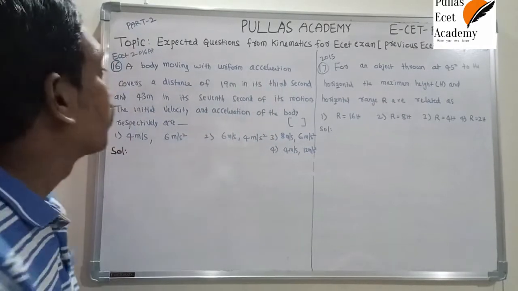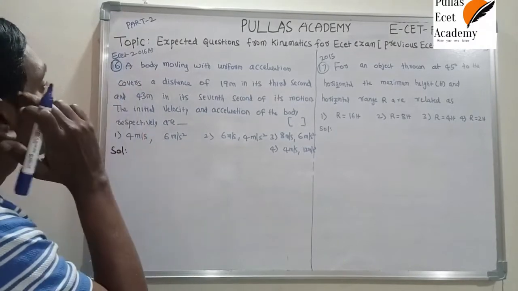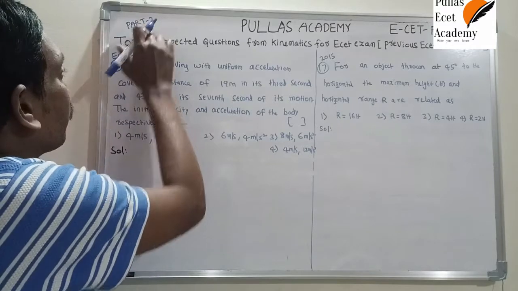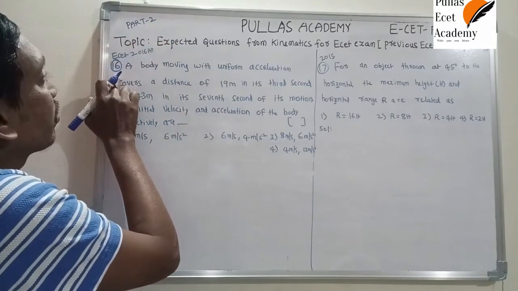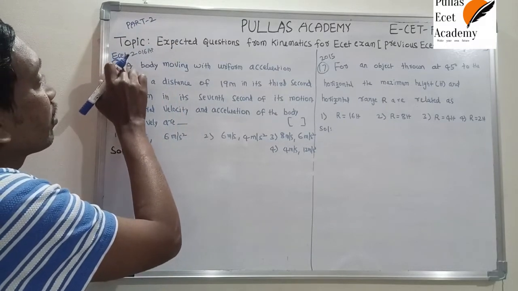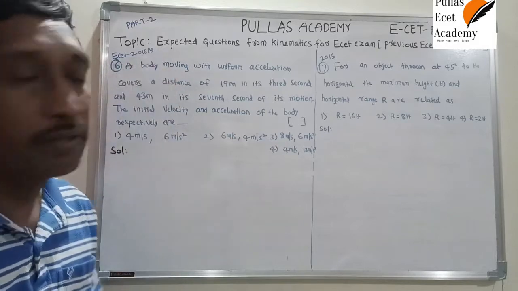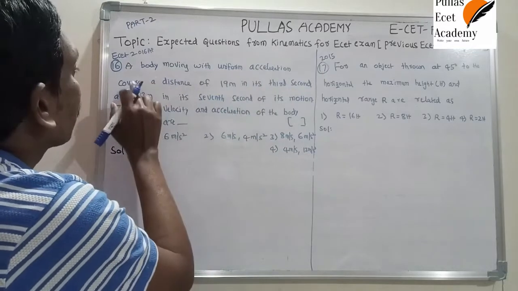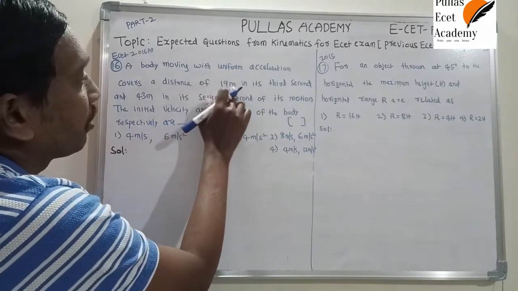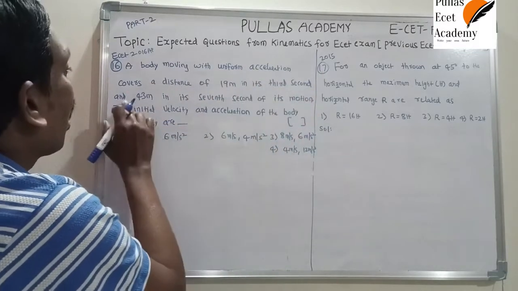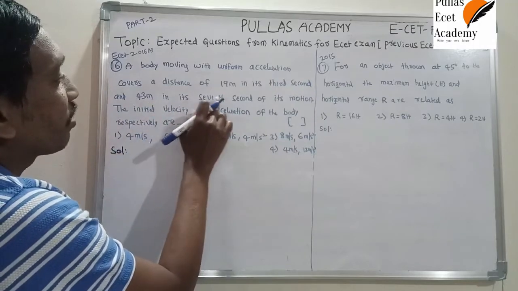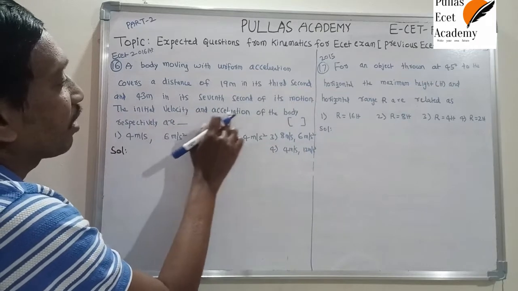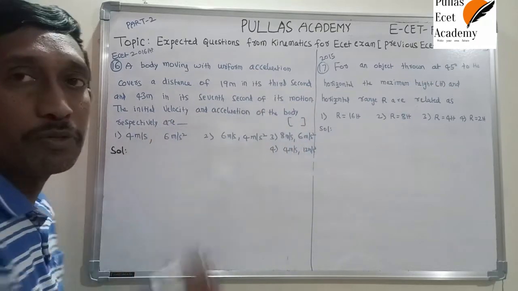Listen carefully. Already we have completed 15 questions in the part 1 video. Now question number 16. This question was repeated in the ECET 2016 AP paper. The question is: a body moving with uniform acceleration covers a distance of 19 meters in its third second and 43 meters in its seventh second of its motion. What are the initial velocity and acceleration of the body, respectively?